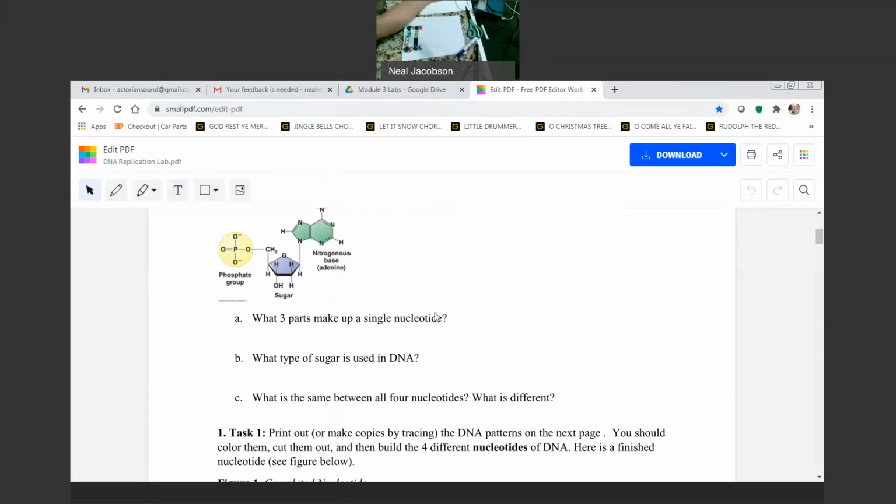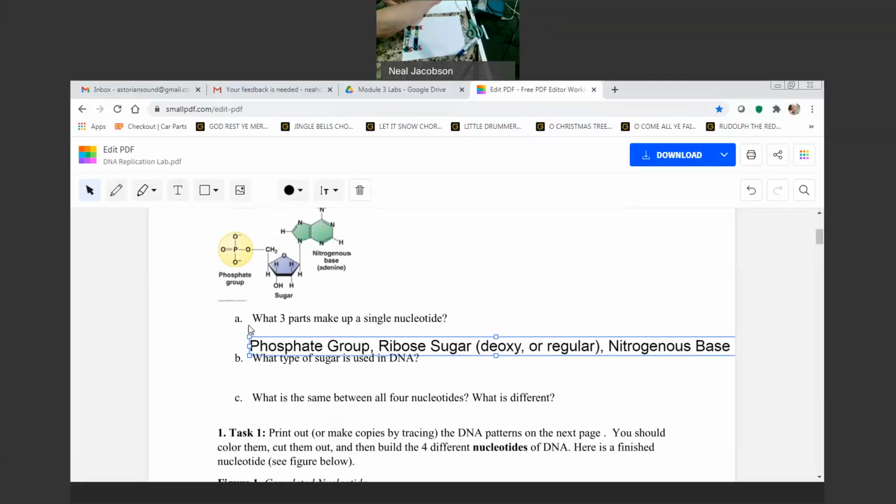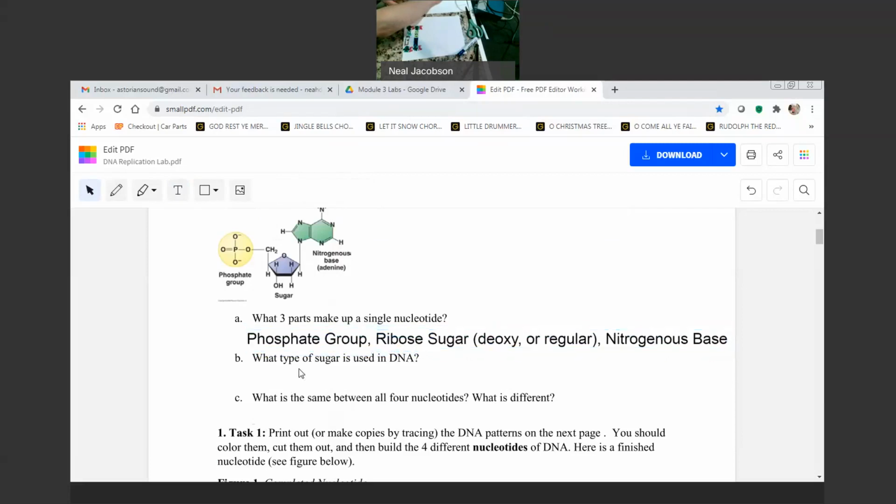All right, so let's start off. What three things make up a single nucleotide? Well, we know a phosphate group. We also know there's a ribose sugar, which can be deoxy or regular, since it says a single nucleotide. And we also know a nitrogenous base. The nitrogenous base is what defines what the nucleotide is. I'm going to try to move this up a little bit. There we go. Okay, so that's the three parts that make up a nucleotide.